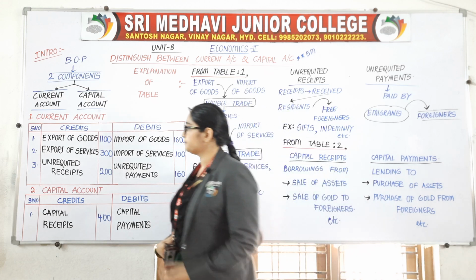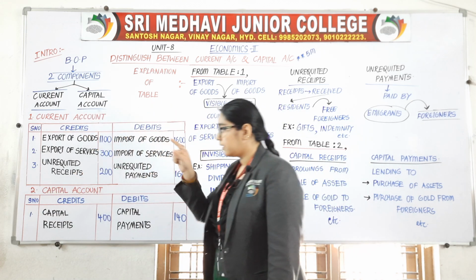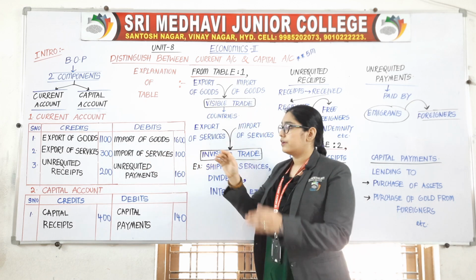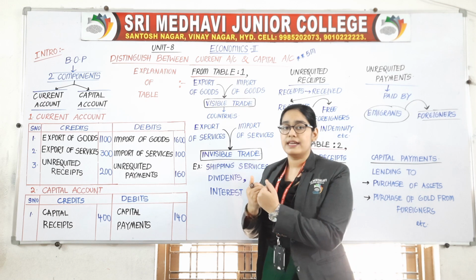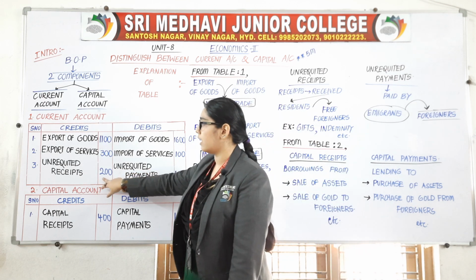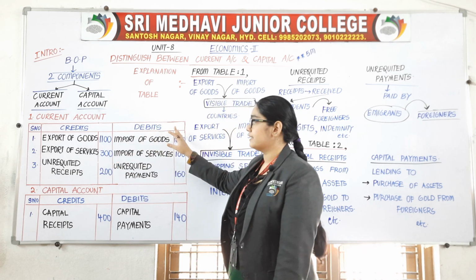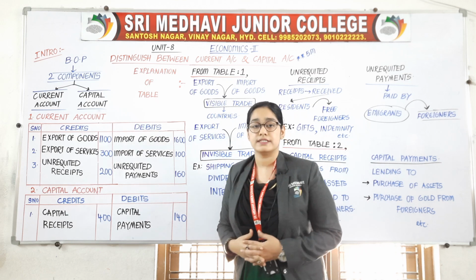Now third one, unrequited receipts. Receipt means what? The money is coming. Okay, it's income. Now this is 200. Now come to debit side, import of goods and import of services.